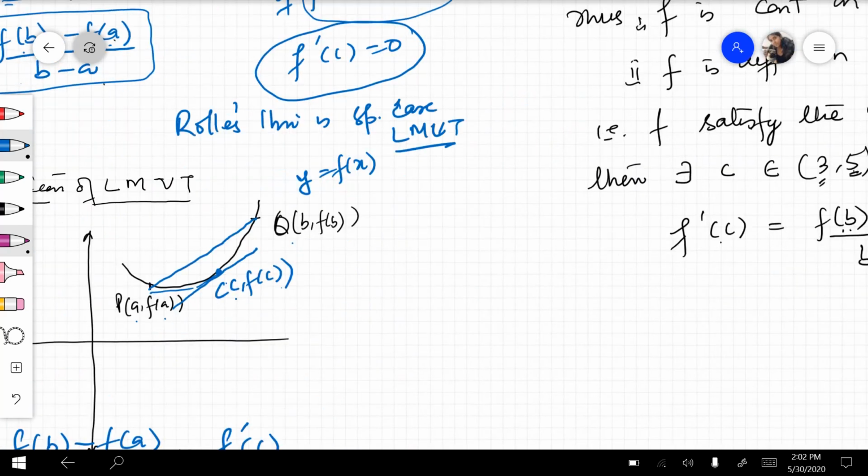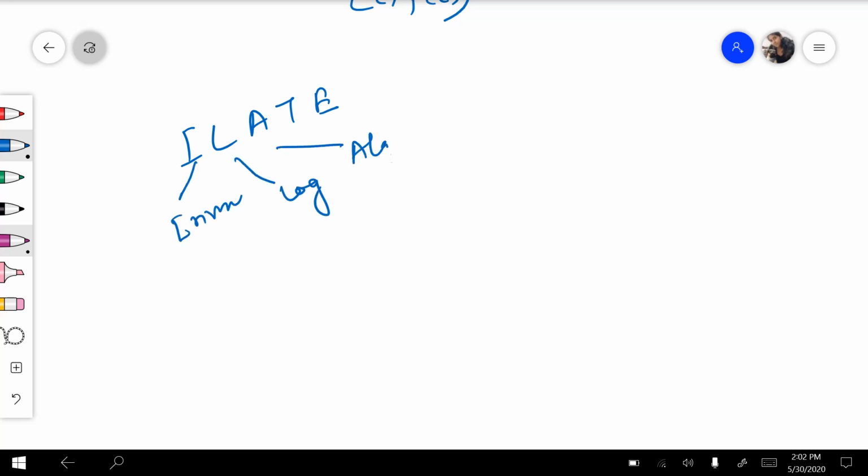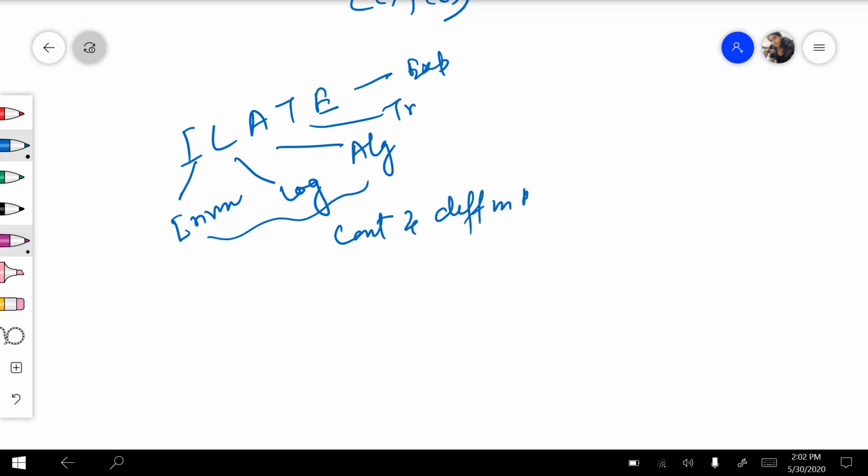We have already discussed in Rolle's theorem that ILATE, this is what we have discussed there, where I stands for inverse trigonometric function, L for logarithmic function, A for algebraic function, T for trigonometric function, and E for exponential function. These functions are continuous as well as differentiable in their respective domains.